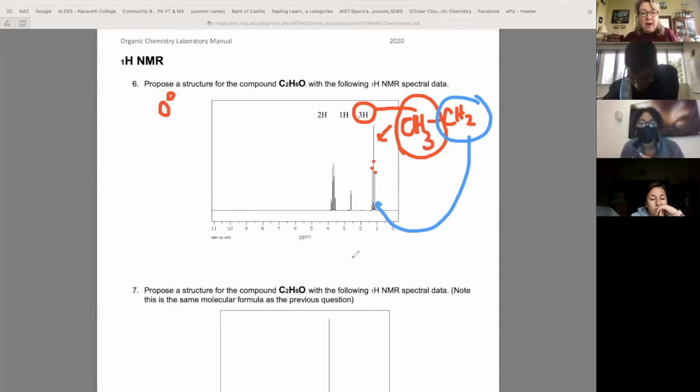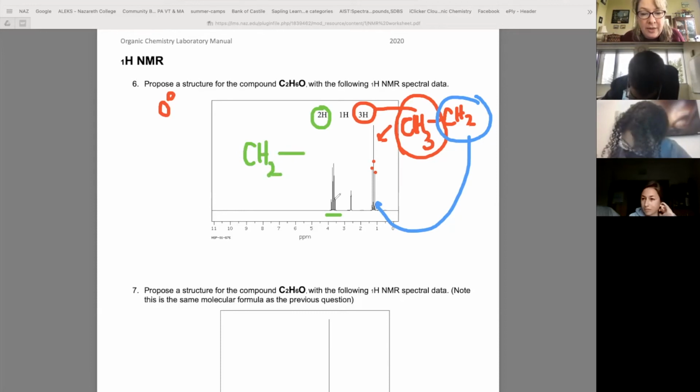Okay? So now let's go do the other one. I'm working with this peak right here now. I have 2 hydrogens on a carbon. So I'm going to do this, CH2, 2 hydrogens on a carbon that's next to one with, and there's 4 here.